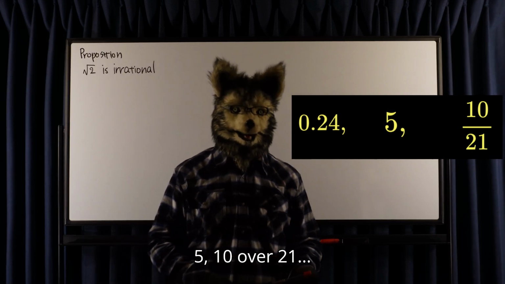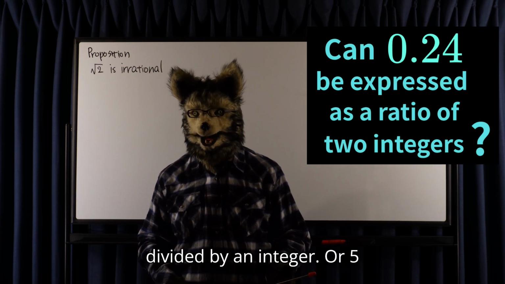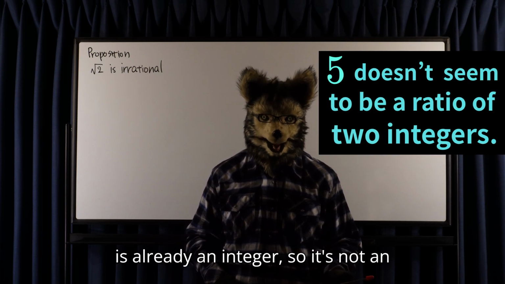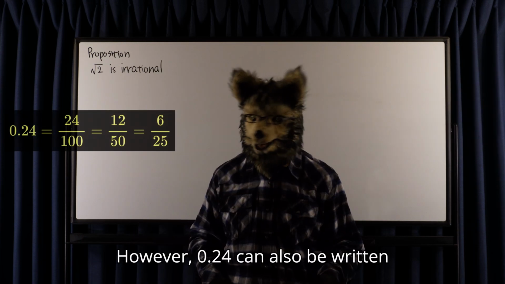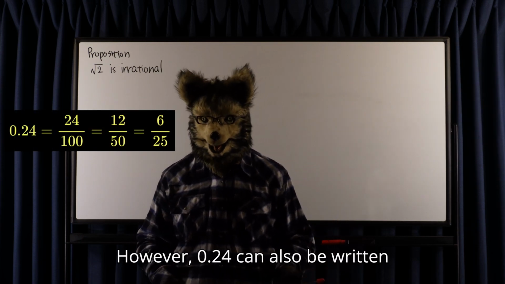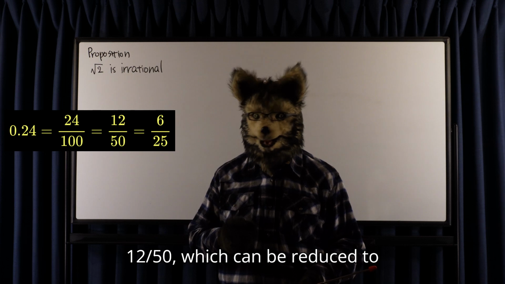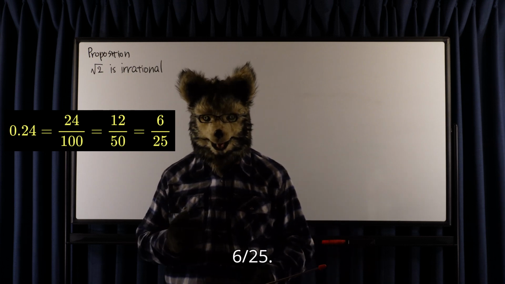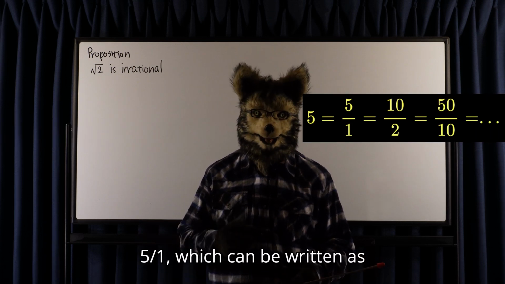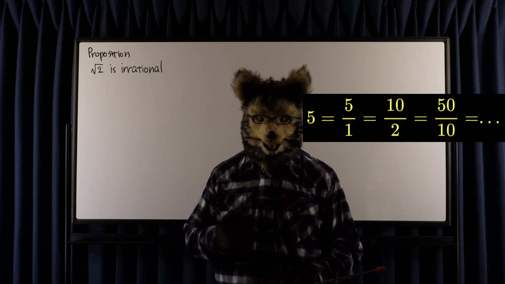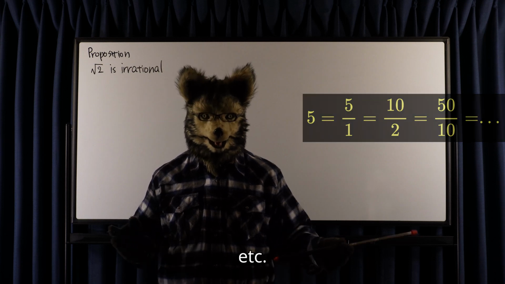0.24, 5, 10 over 21. Somebody might say 0.24 is not an integer divided by an integer, or 5 is already an integer, so it's not an integer divided by an integer. However, 0.24 can also be written as 24 over 100, which can be reduced to 12 over 50, which can be reduced to 6 over 25. And 5 can also be written as 5 over 1, which can be written as 10 over 2, which can be written as 50 over 10, etc.